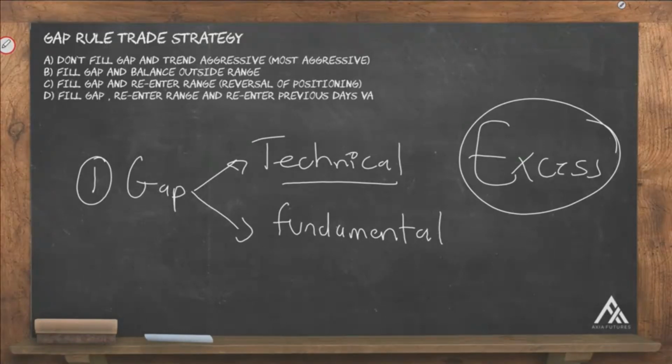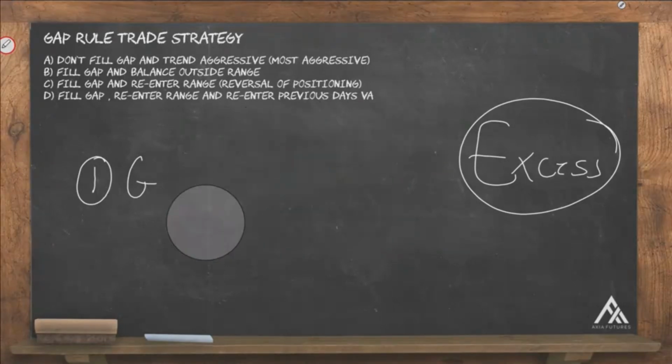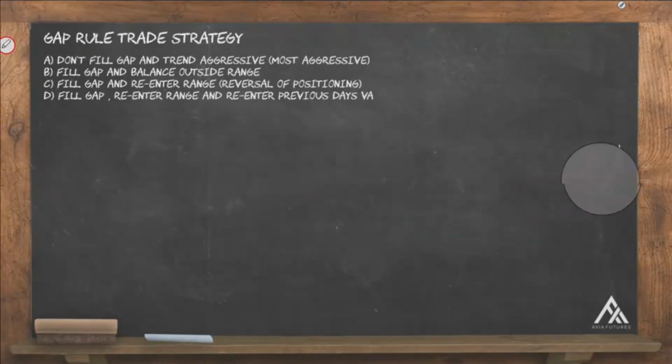Now, the reason is because technical gaps have a higher probability of actually filling, not just in that session, but in sessions thereafter. Whereas fundamental gaps, on the other hand, have a slightly lower probability of filling within that session, and even sometimes later sessions. So that's the first thing we want to interpret when talking about gaps and excess. Now, the play is very simple.